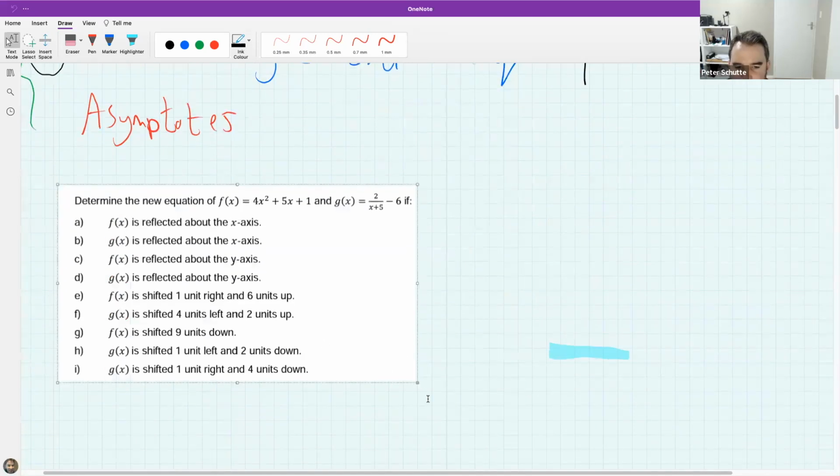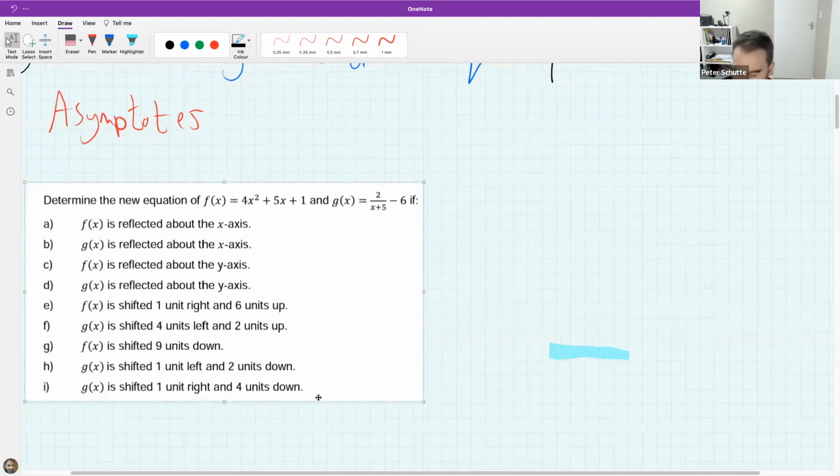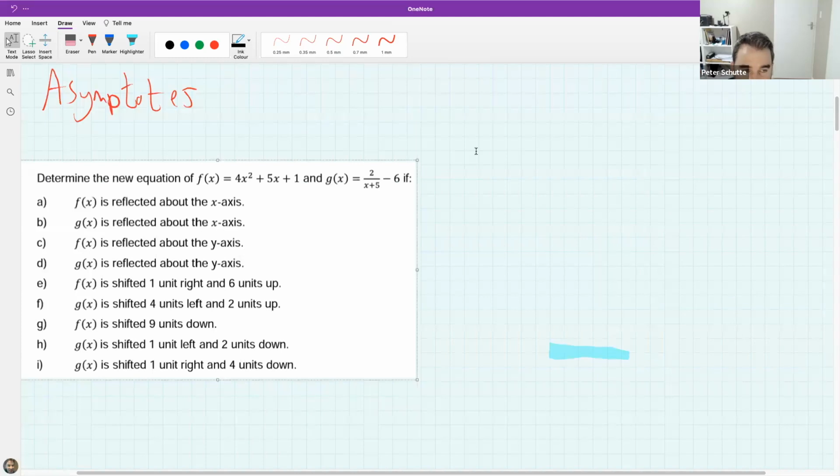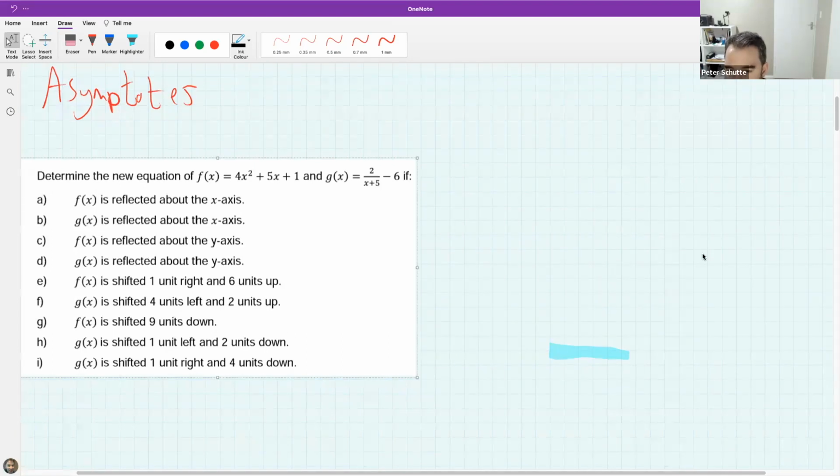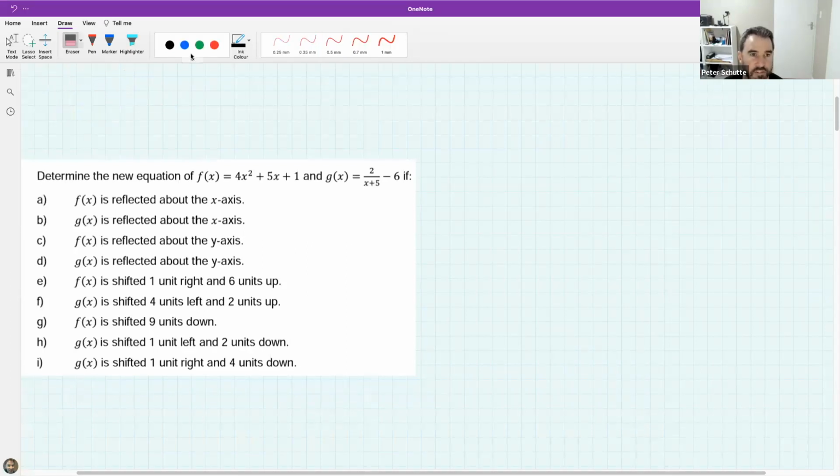So here is the type of skill sets I want to work on today. We need to be able to take any function and reflect it over the x-axis, or reflect it over the y-axis, or move it left and right or up and down. So let's have a look at the rules first. Let me give you some rules. And these are general rules that will work for all functions.